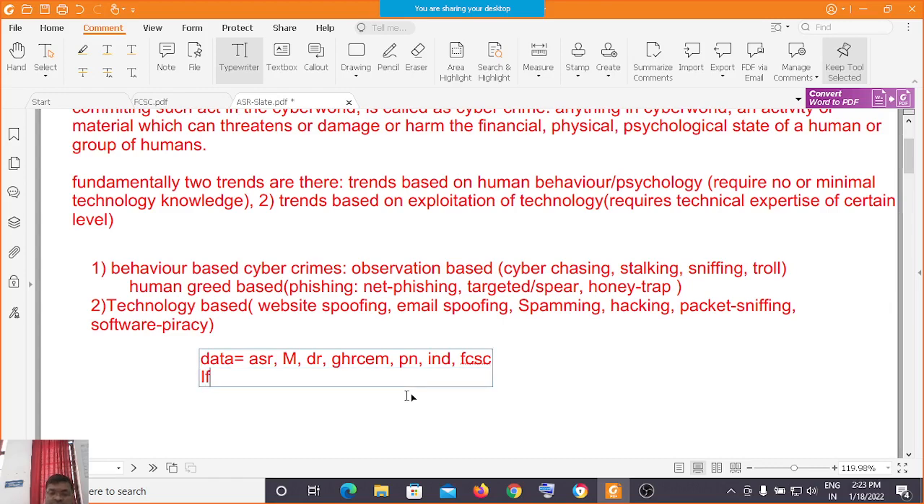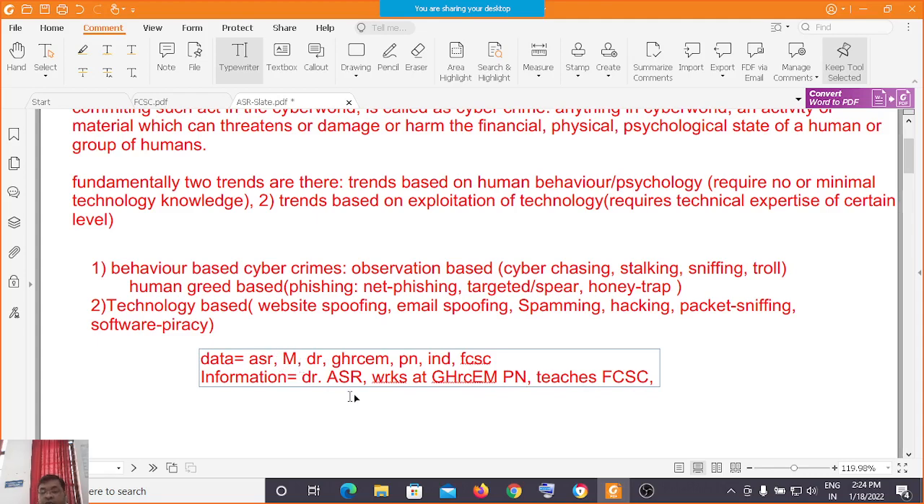Now, what is information? Doctor ASR works at GHRCM and teaches. These are the relationships. When you find the relationship between these different things, GHRCM, teaches, subject FCSC, institute GHRCM Pune, now we know that Dr. ASR works at GHRCM Pune and teaches FCSC. So we got these random things and the relation between them.